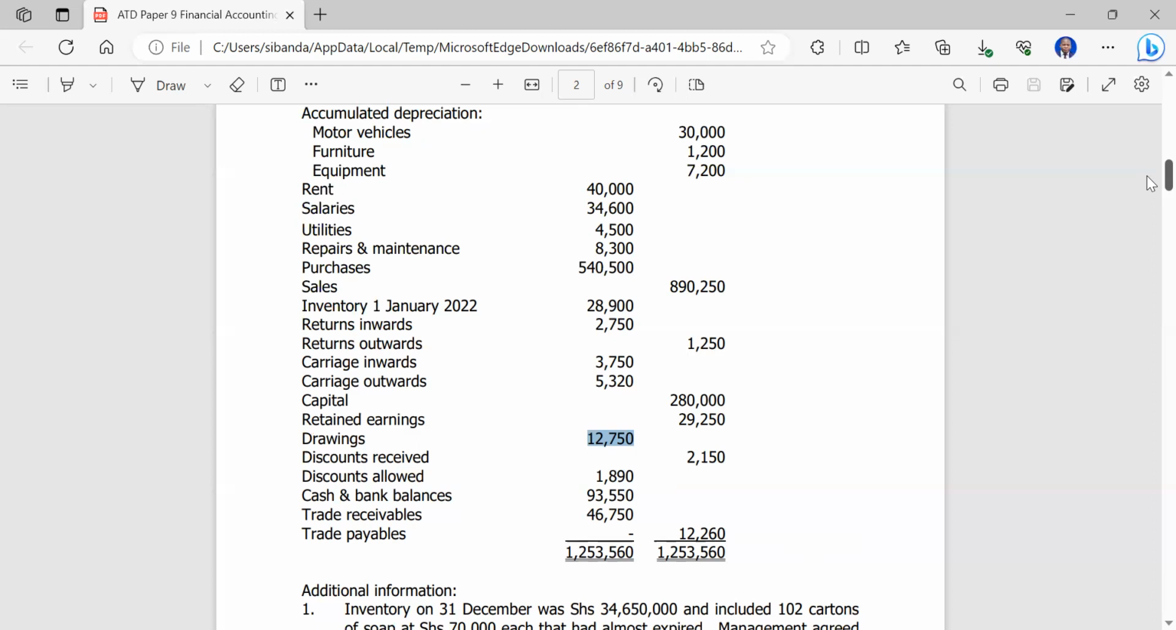So we don't treat them anywhere in the profit or loss, because drawings are neither expenses nor income. Profit and loss only looks at revenue and expenses, so they don't appear there.